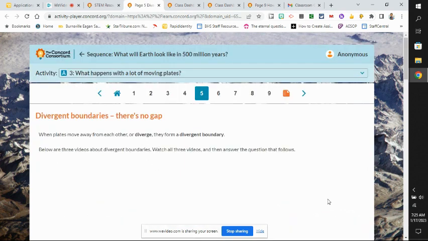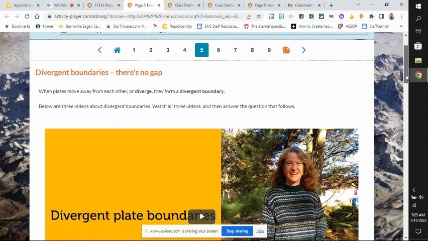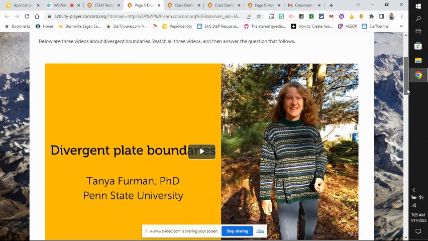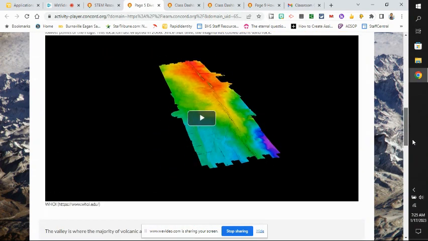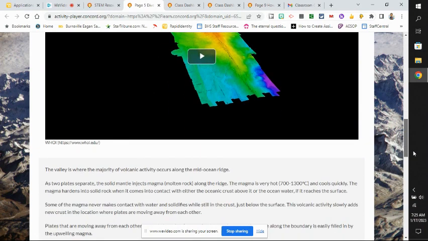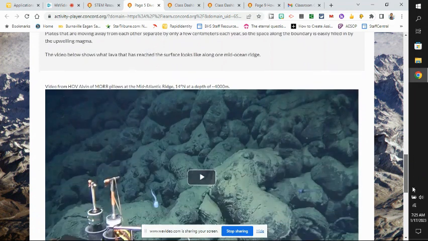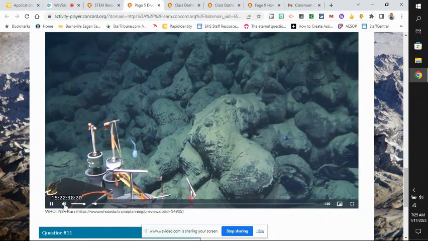Moving on to the next slide. This shows Dr. Furman here explaining why there's no gap when the plates move apart. And this video here, if you want to take a look, zooms into the mid-ocean ridge and looks at the volcanic activity that's occurring. So essentially what's happening, I'll play this one because I don't think there's any sound to it.